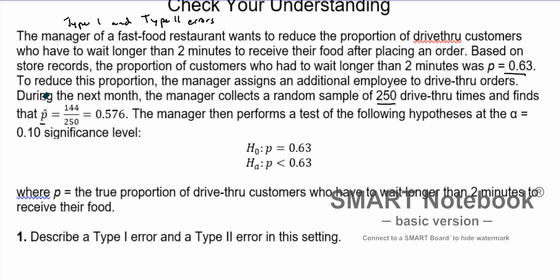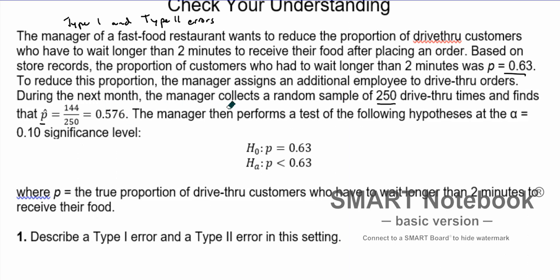All right, let's check our understanding of type 1 and type 2 errors, my friends. Without further ado, the manager of a fast food restaurant wants to reduce the proportion of drive-through customers who have to wait longer than 2 minutes to receive their food after placing an order. Based on the store records, the proportion of customers who had to wait longer than 2 minutes was 0.63. To reduce this proportion, the manager assigns an additional employee to drive-through orders.